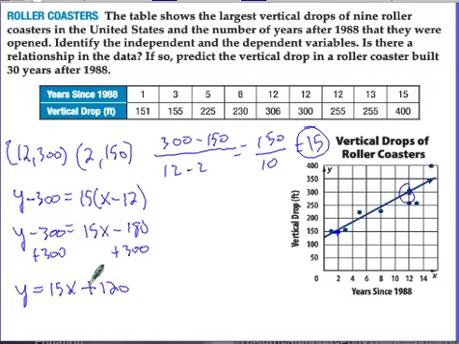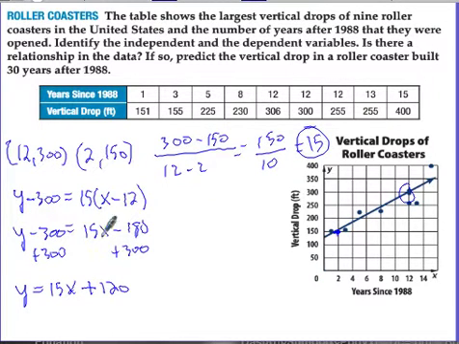Before we go any further, let's talk about this equation. What are the parts of this equation? What do they mean? The 15 is the slope: the drop goes up 15 feet each year. So the drop increases 15 feet every year. So every year since 1988, the next biggest roller coaster that was built had about a 15-foot more drop. What does this 120 mean? It's the y-intercept. It means it started at 120. So in 1988, 0 years since 1988, the tallest roller coaster had about a 120-foot drop.